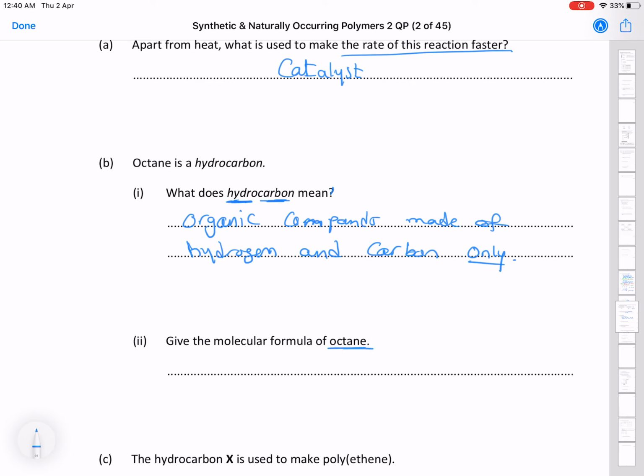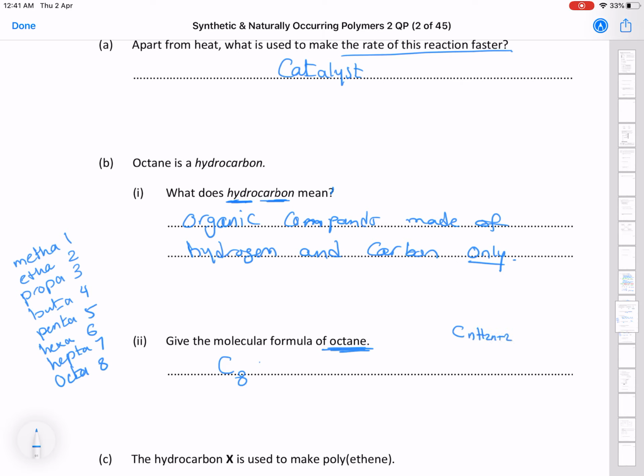Give the molecular formula of octane. Well, those numbers are, I believe, Roman numbers. Meth means 1, eth 2, prop 3, but 4, pent 5, hex 6, hept 7, and finally oct is 8. So octane should contain 8 carbon atoms, and showing the formula CnH2n+2, the hydrogen should be 2 times 8 is 16, 17, 18.